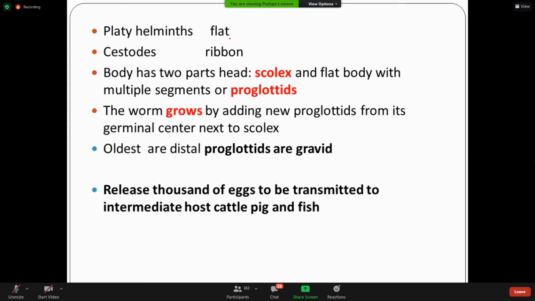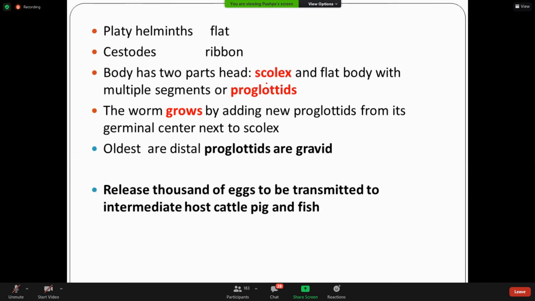Platy means plate-like or flat. They are cestodes, or ribbon-like, and they are hermaphrodite. That means the sex is not different. Male and female in nematodes were separate, but here in cestodes, male and female sexes are in the same parasite. And the body has got 2 parts. One is a scolex, which is the head part, and a flat body with multiple segments or proglottids.